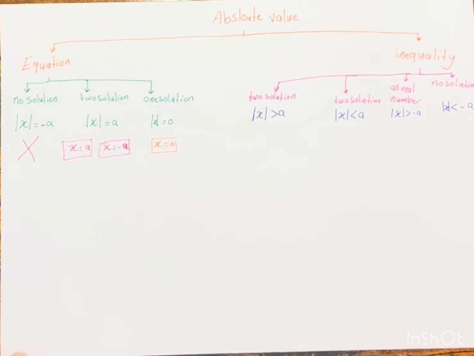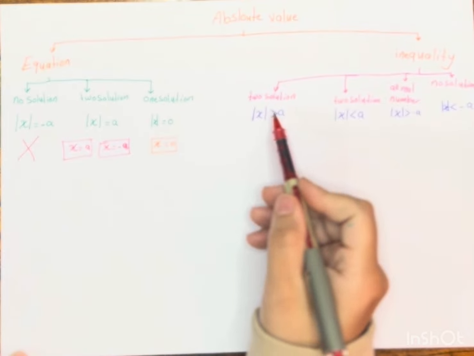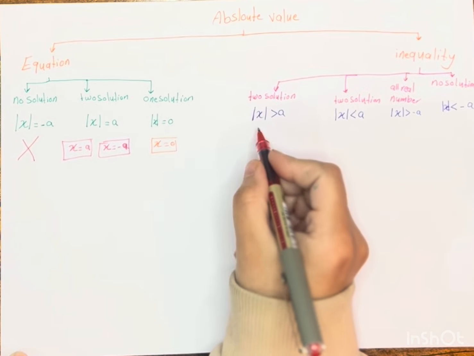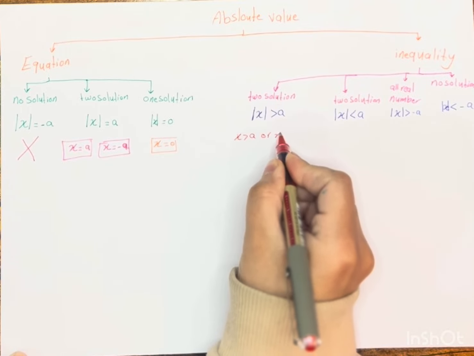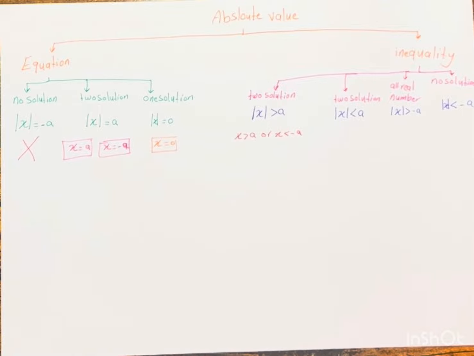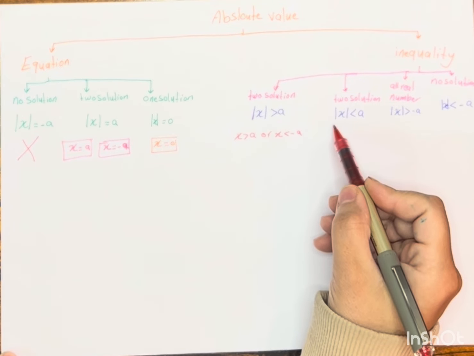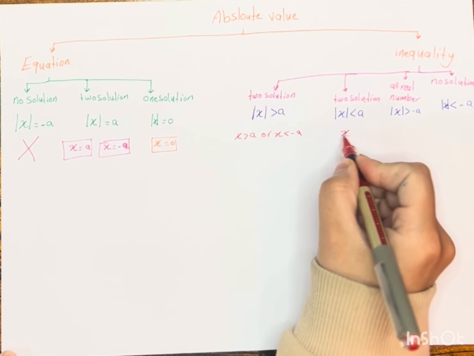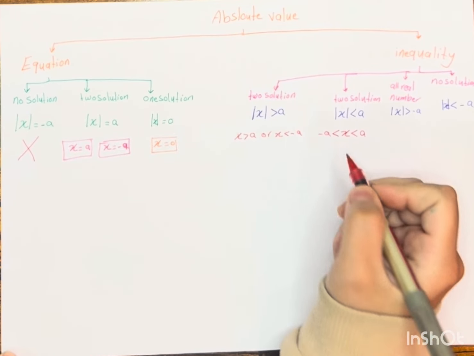For inequalities, there are two types. If the absolute value is greater than a positive number, I will choose "or" for it. I mean we need to change it to a compound inequality. And the absolute value less than a means "and", between them: a and negative a.